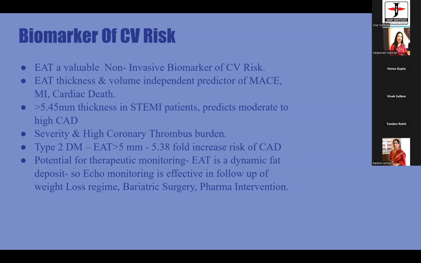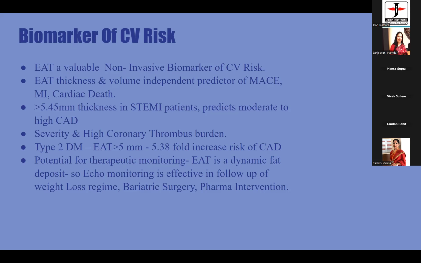Now, a very important thing is, echo is a very easily available, easily done procedure. So for evaluation of risk, because every time we are struggling with how to risk stratify our patients so that we can give primary prevention to such patients, it is very essential nowadays. Obesity and lifestyle problems are increasing, so we find that a lot of cases of metabolic syndrome and diabetes, obesity are on the increase.